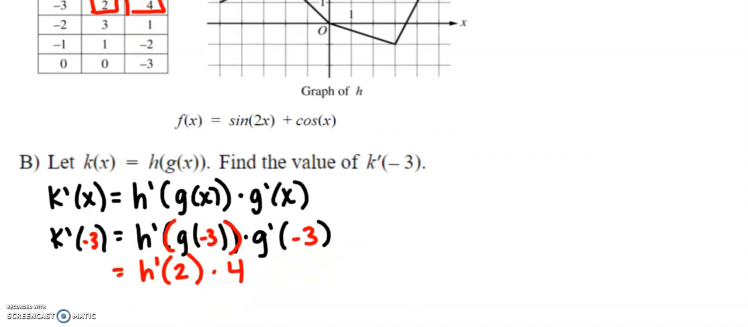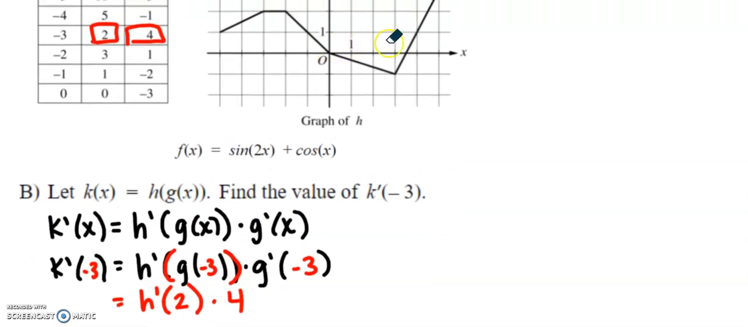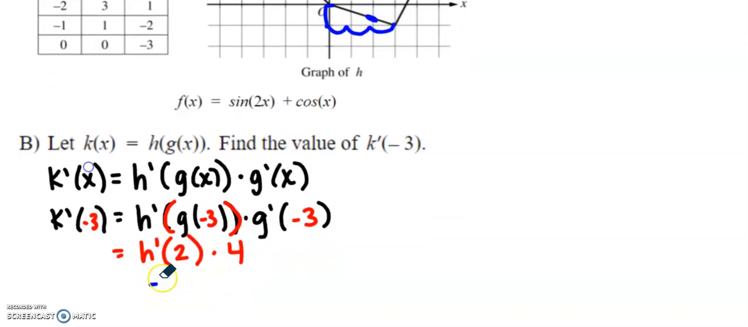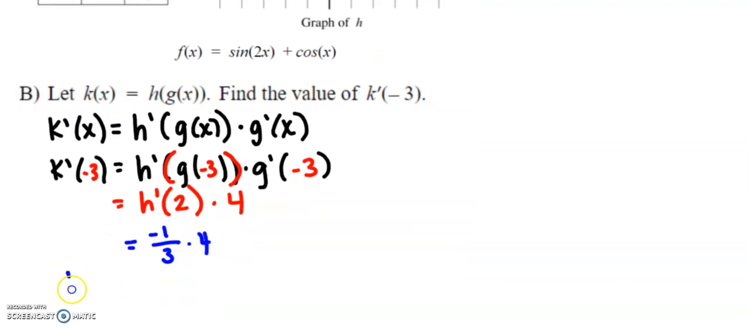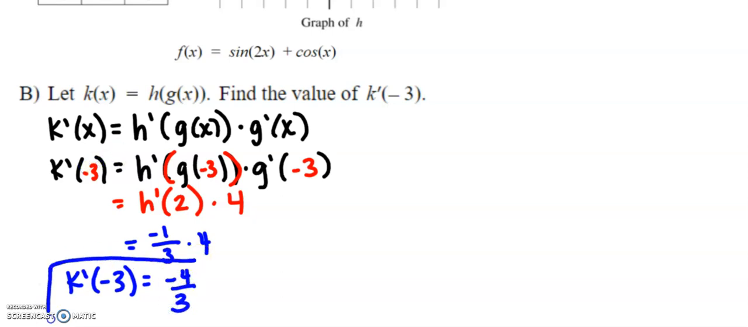So the last thing I need in order to complete this is to find h prime of 2. Well, h prime represents the slope of h at 2. So I'm looking for the slope of this little blue line. Well, the slope of this entire line is down 1 over 3. So down 1 over 3 times 4 gives me a final answer. K prime of negative 3 is equal to negative 4/3. Okay, so again, some notes on that one. Make sure that you're doing h prime of g of negative 3, right? And then make sure you're counting your slopes correctly on that linear piece of your graph.